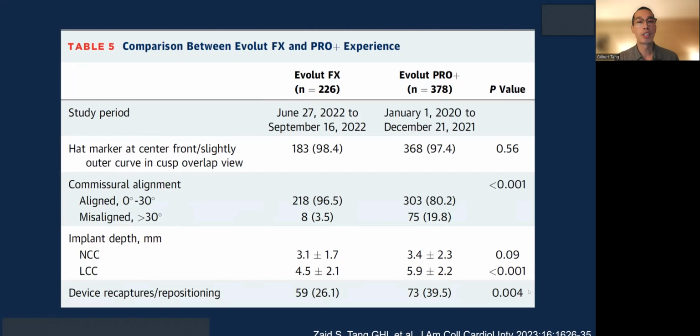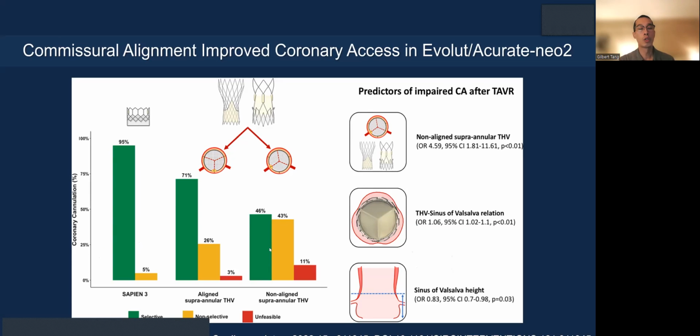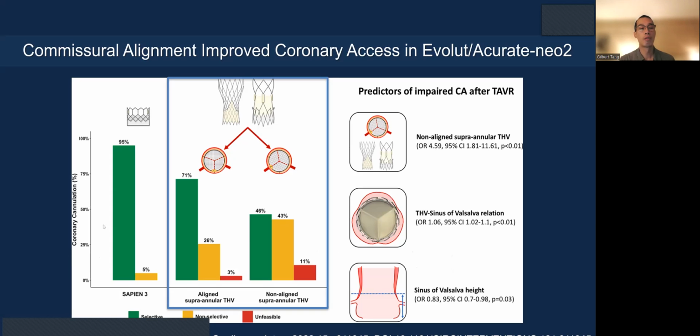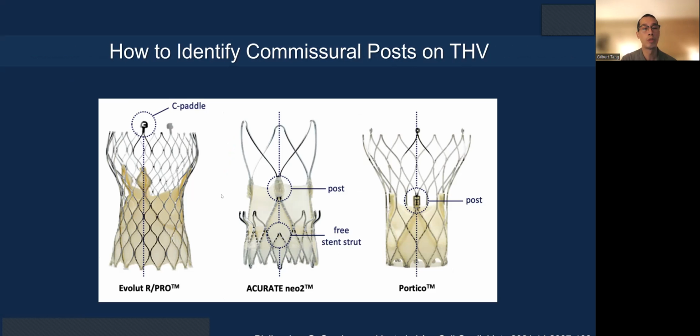Now, when we compare Evolut FX to Evolut Pro Plus, and it's a single center, you can see that here, the number of improvements such as commissural alignment, hat marker and the outer curve is good, but also more importantly, the implant depth is much more symmetric versus before. And so as a result of that also, we have not needed to capture and reposition compared to before. And you can see that it also improves coronary access, and shown by this beautiful article by Giuseppe Tarantini's group, showing that you can still have selective and semi-selective access if you have commissural alignment, which is important.